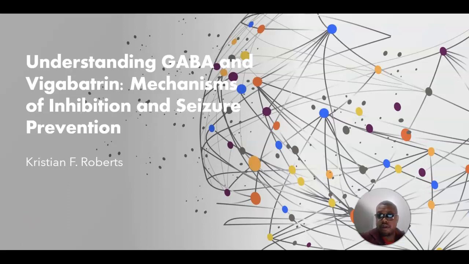I'm back with another video, and today we'll be discussing seizures, and the mechanism of what happens during a seizure and how a seizure is inhibited or prevented. So we're going to talk about understanding GABA and Vigabatrin and the mechanisms of inhibition and seizure prevention. Before I move on, I just want to talk about what a seizure is.